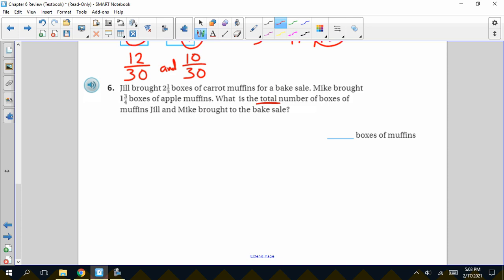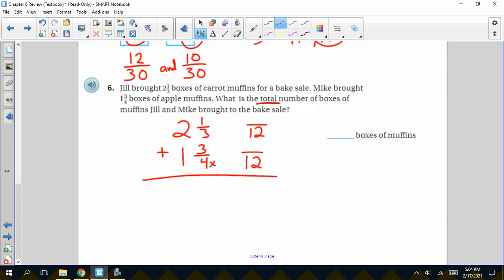So because we want to find total, we are going to add these two together. So we're going to do 2 1/3 plus 1 3/4. First step is always to find a common denominator. So I count by 3 and count by 4 until I find one that they have in common. It would be 12. That's the least.